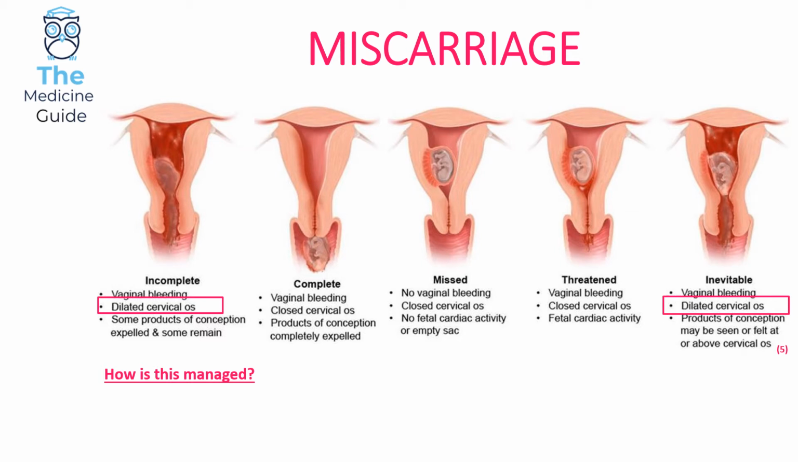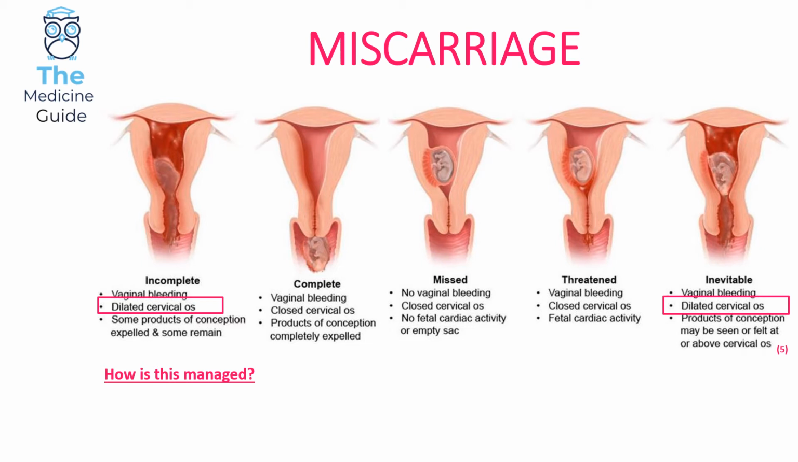Now, if you compare it to an inevitable miscarriage, similarly, the cervical os is dilated, the cervical os is open, and the woman is suffering from vaginal bleeding. The products of conception are either seen or felt at or above the cervical os, and therefore it's an inevitable miscarriage. Okay? Now let's look at the 3 remaining forms of a miscarriage.